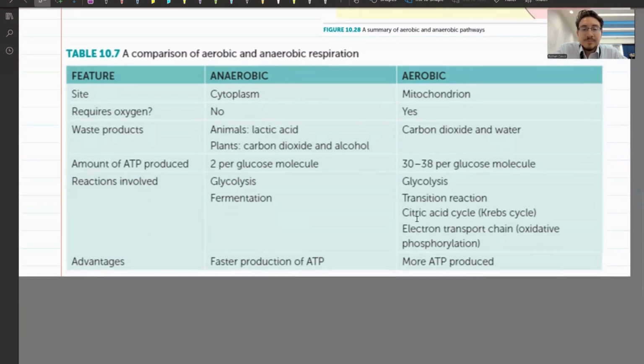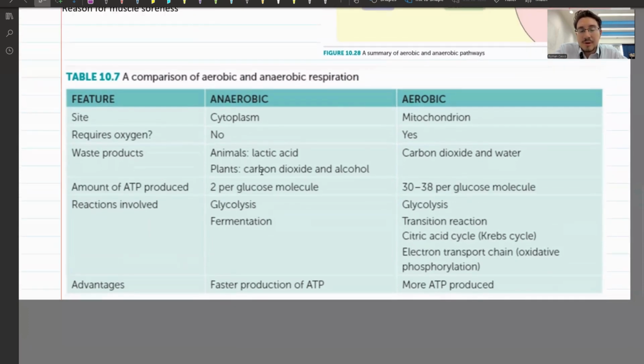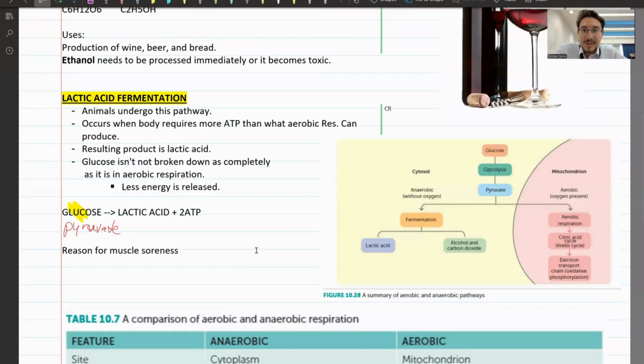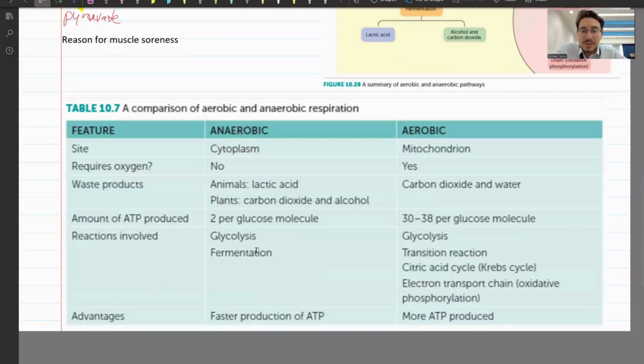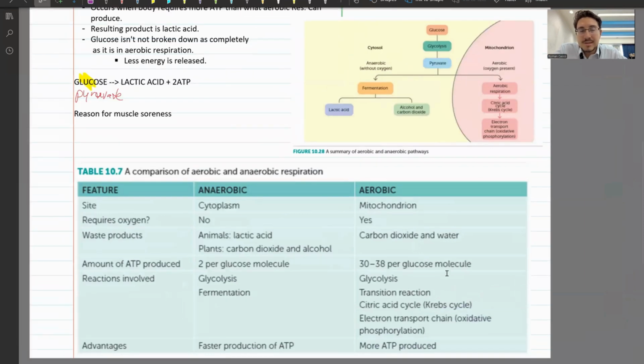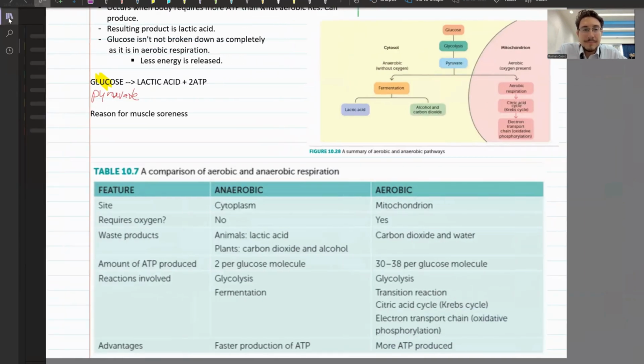Okay. One thing about anaerobic respiration is that it can produce ATP incredibly fast, right? Not as efficient in terms of quantity, but it does produce it quickly, much quicker than aerobic respiration. Okay. But it isn't good in the long run. Okay.